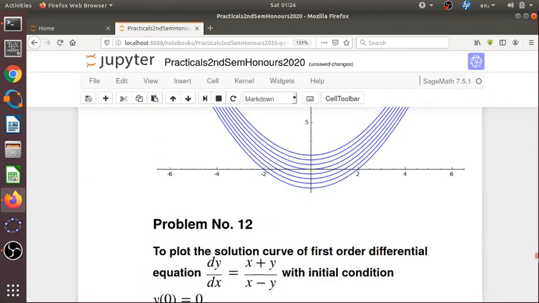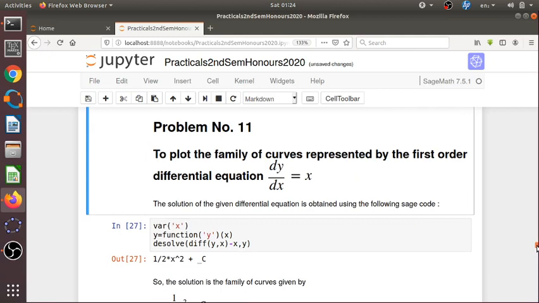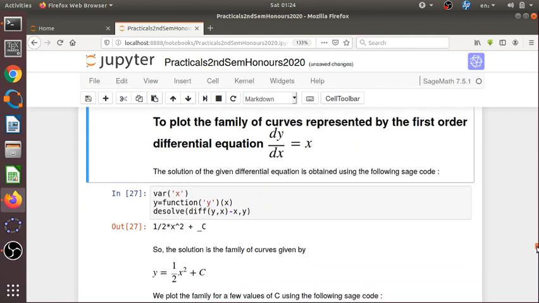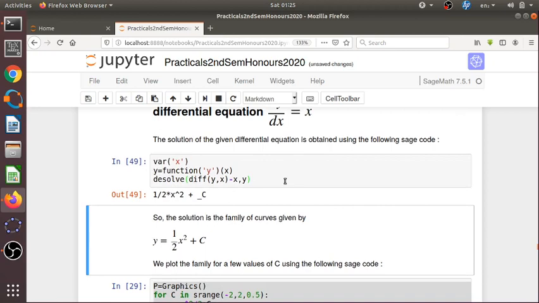Problem number 11: to plot the family of curves represented by the first order differential equation dy/dx equal to x. The commands are almost similar. The solution of the given differential equation is obtained using the following Sage code. So it's variable x, y equal to this function of x, and then we use the dsolve command, dsolve of diff(y, x) minus x, comma y. We are not giving any initial condition here because we are finding the general solution now. So we will get a parametric family of curves, right? A one parameter family of curves. Since it is a first order differential equation, the solution will be a one parameter family of curves.